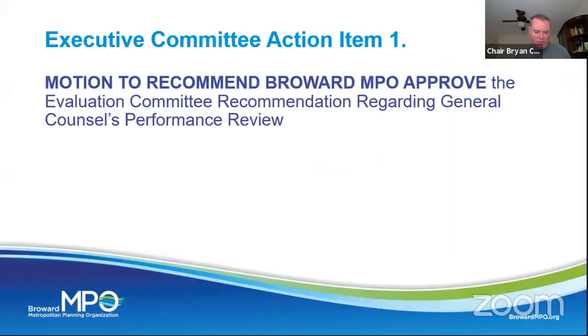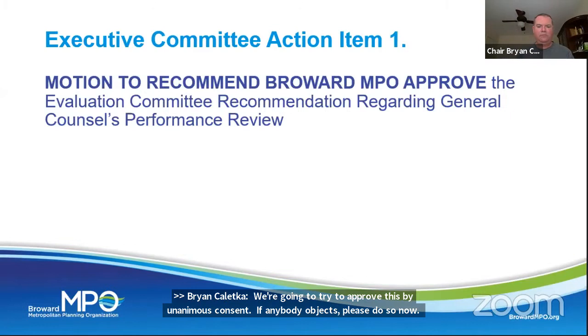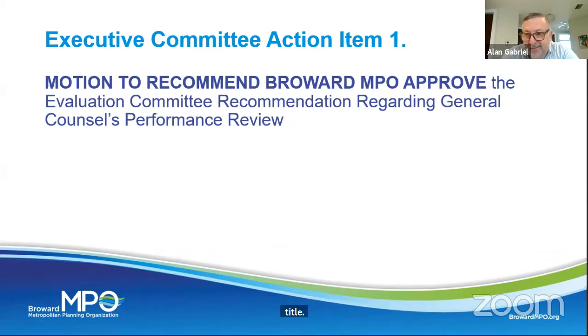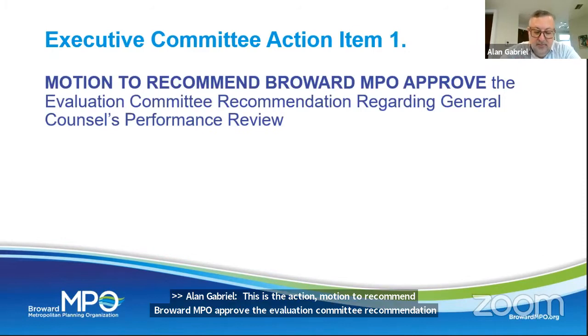Okay, now we're moving on to executive committee action items. The first one, if I could get the council to read it by title. The action is a motion to recommend Broward MPO accept the evaluation committee recommendation regarding general counsel's performance review. Okay, so this is just a holdover where we had a separate evaluation committee and a separate executive board. So it's just something that we have to do since we just approved it.